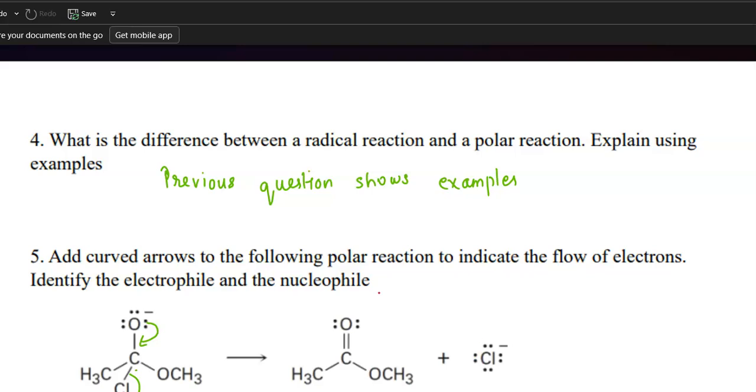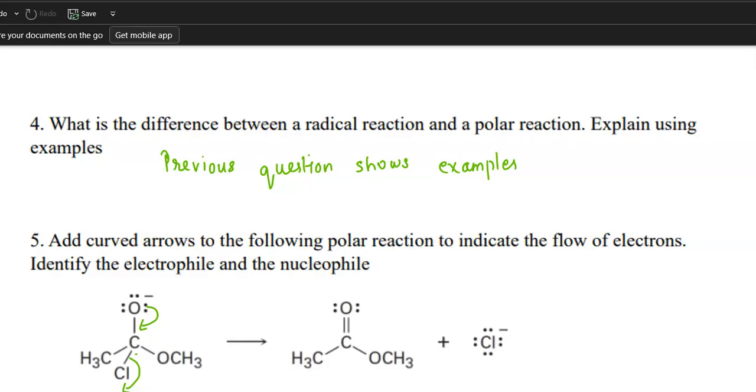All right. It's asking what's the difference between a radical and a polar reaction, explained using examples. So that just now what we talked about, that is the difference between a radical reaction and a polar reaction. In a radical reaction, it ends up in the formation of unpaired electron species, which are called free radicals. And in a polar reaction, the intermediates have charges on them, like for example, you form carbocations, and then the final reaction where there's nucleophile, electrophile reactions to form the product.